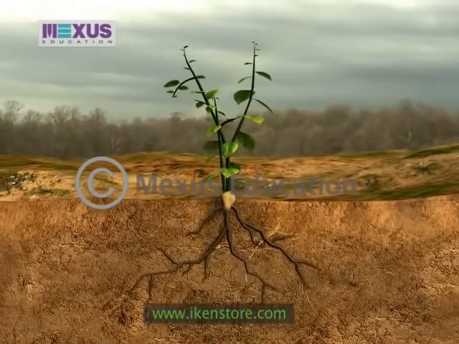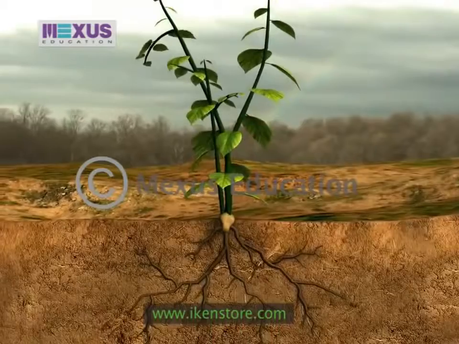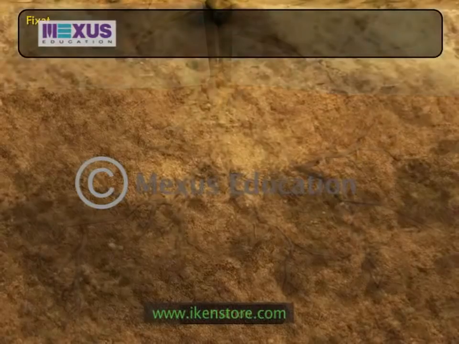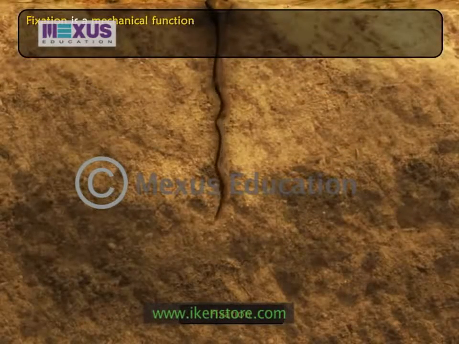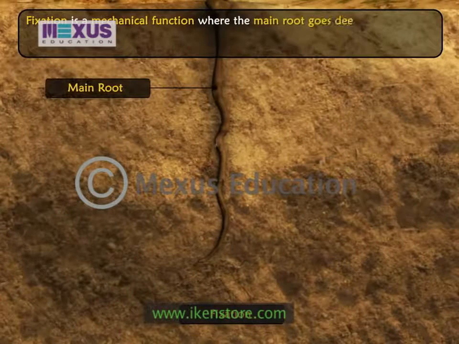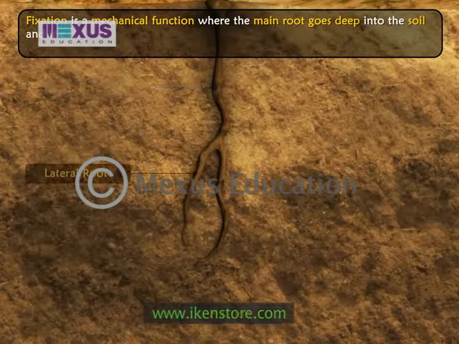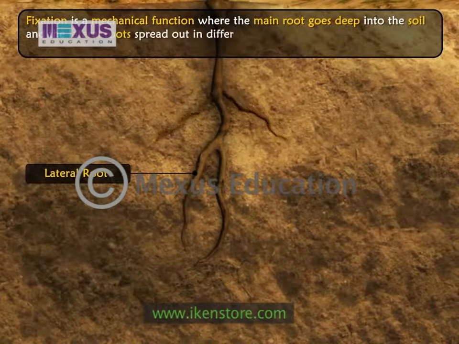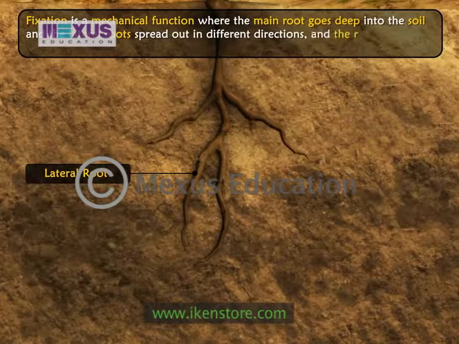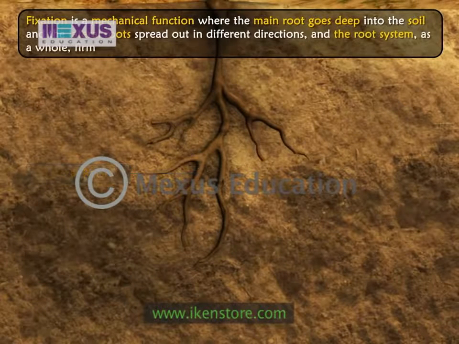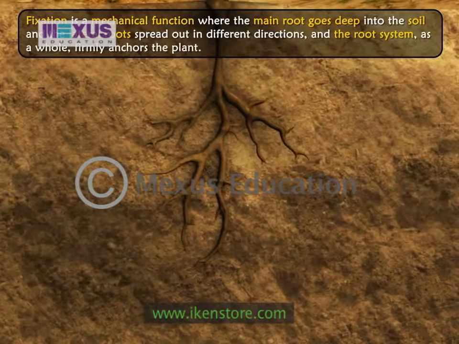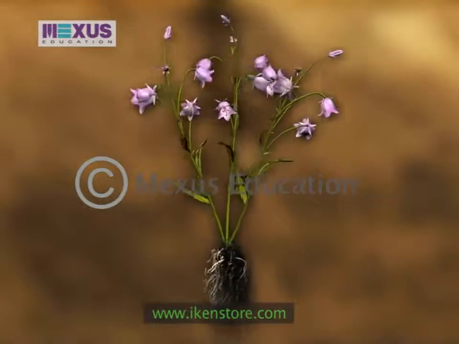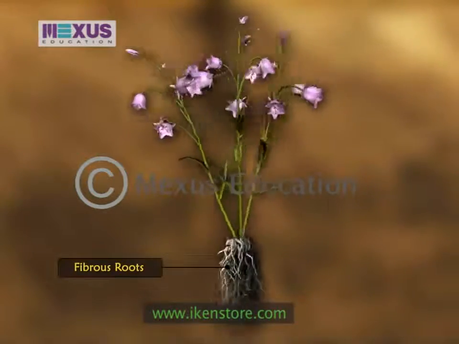Let us now study the important functions of the root. Fixation is a mechanical function where the main root goes deep into the soil and the lateral roots spread out in different directions, and the root system as a whole firmly anchors the plant. In monocots, this is done by the fibrous roots.